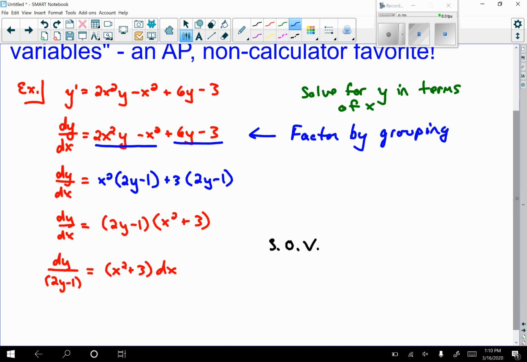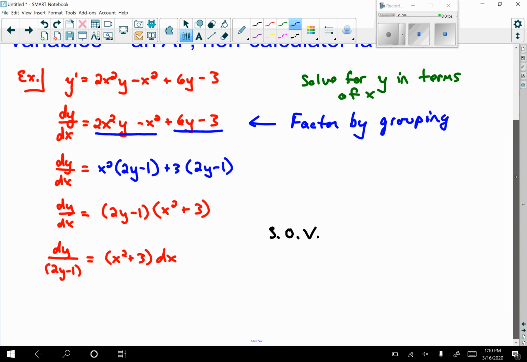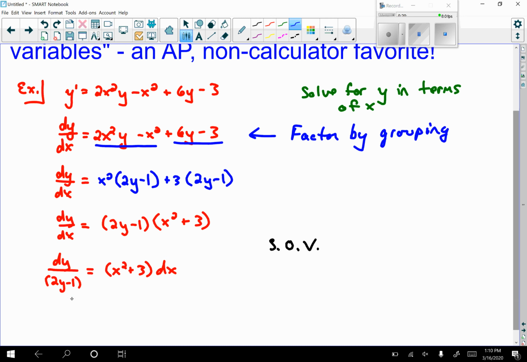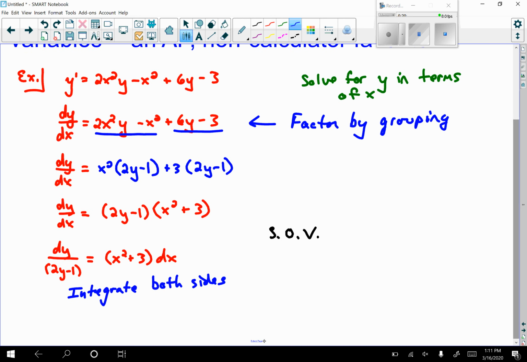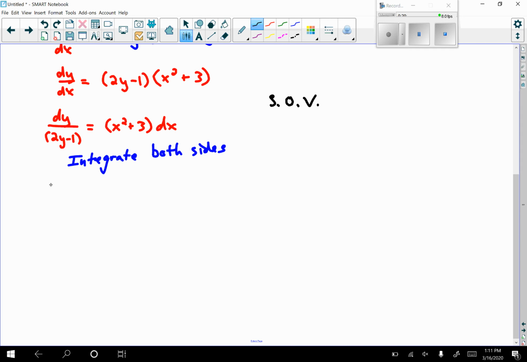Now these problems are rather long. We're only doing 2 examples here, but it is very necessary. Okay, so next what I want to do is integrate both sides. So the way I'm going to write this, the integral of 1 over 2y minus 1 dy is equal to the integral of x squared plus 3 dx. So because this is 1 over something, we could use u substitution, which I am going to actually do, just to take away the guesswork.